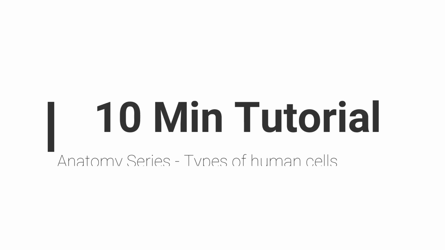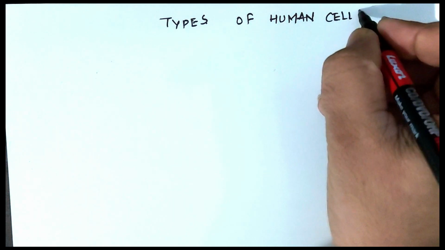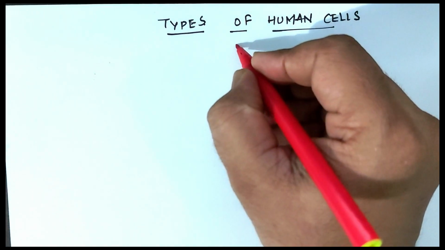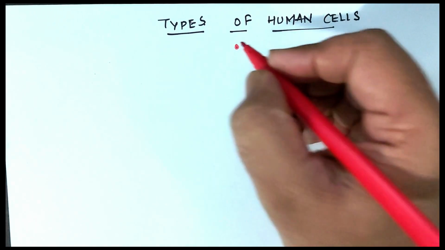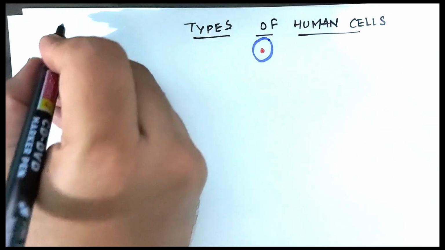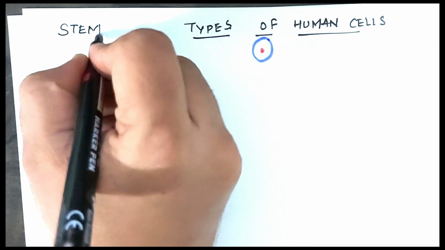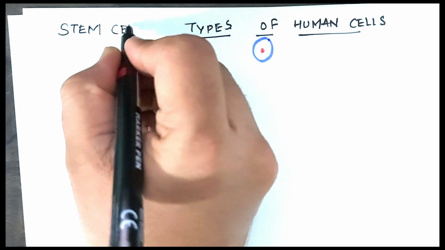Today in the 10 minutes tutorial series, we will be talking about the types of human cells. Now, humans are complex organisms made up of trillions of cells. Each of these cells has its own structure and function. The first cell we are going to discuss today is the stem cells.